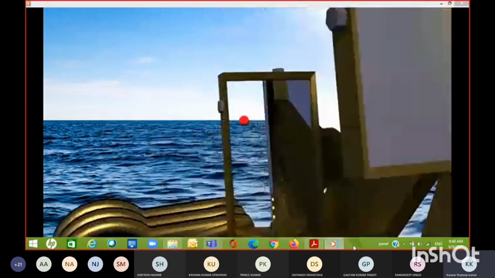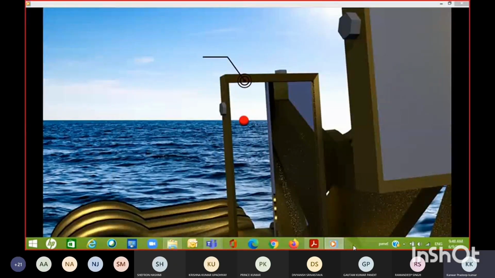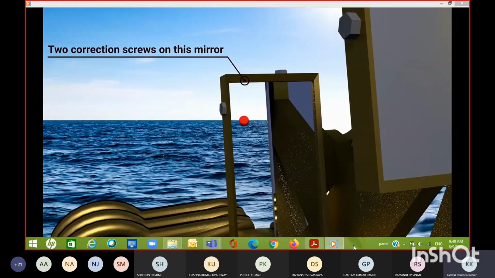You'll notice the correction screws on the horizon mirror are not the same as those on the index mirror. The screws on the horizon mirror actually correct for both side error and index error. We're going to need to correct for both at the same time. So what's index error then?